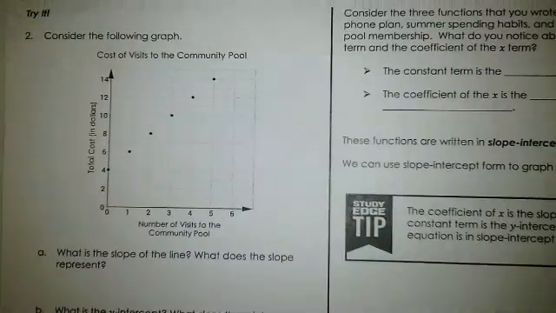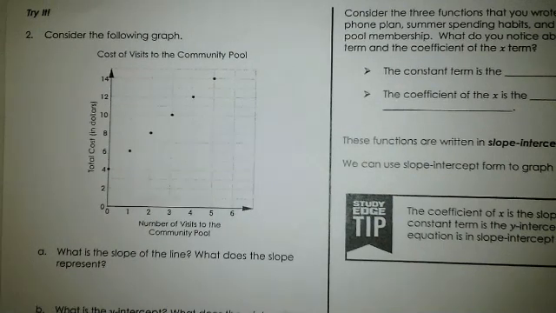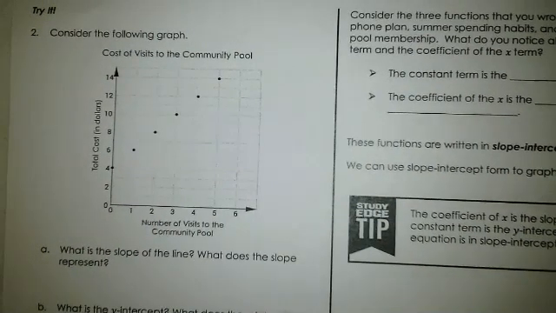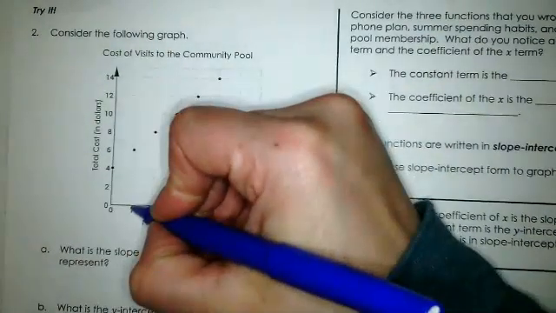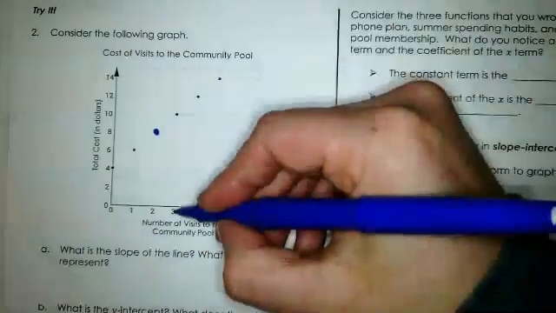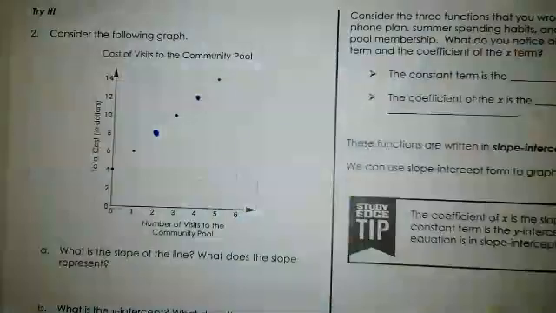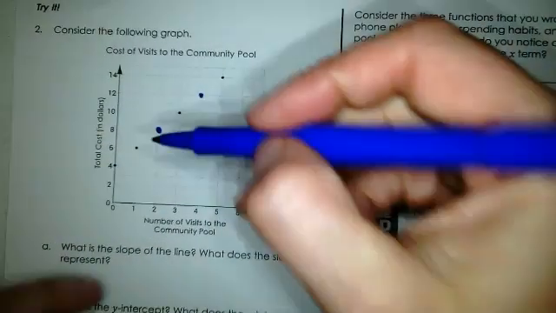Another example, consider the following graph. Cost of visits to the community pool. X is the number of visits to the pool. Y is the total cost in dollars. Question A, what is the slope of the line? What does the slope represent? So let's find a couple ordered pairs that we can read. Looks like we have a 2 and an 8, and maybe a 4 and a 12. So spread them out a little bit this time.